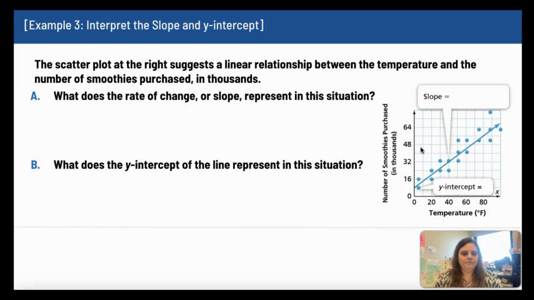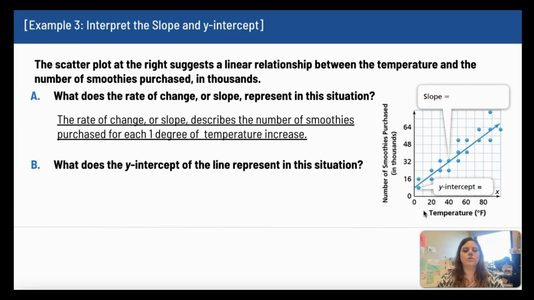Let's look at another scatter plot. Here, this scatter plot is suggesting a linear relationship between temperature and the number of smoothies purchased. We see that label here, number of smoothies purchased. So as the temperature increases, more people are buying smoothies. Our questions are, what does the rate of change or slope represent in this situation? And what does the y-intercept of the line represent in this situation?